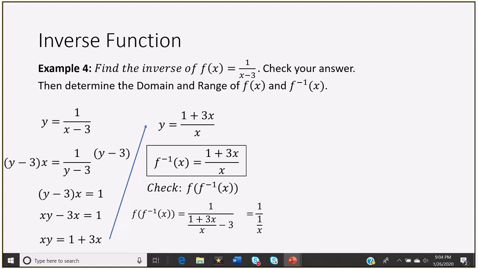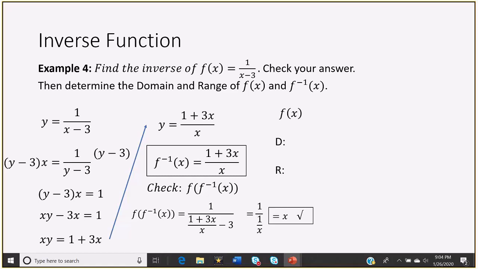If I did that, 1 plus 3x over x minus 3 leaves me a result of 1 over 1 over x, which I could flip the bottom part and I get my result of x. So great job me, my inverse was correct. I got a result of x by plugging it in. Okay, now we get to find our domain.